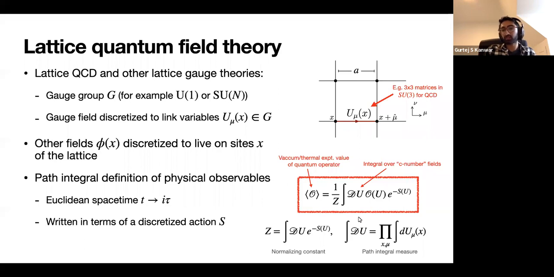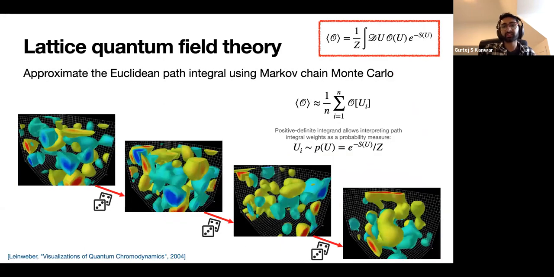So this path integral is now well-defined with a regulator. It's just an integration over a finite set of degrees of freedom. But of course, it's still a high-dimensional integral. And so one needs to use specialized techniques to evaluate it. And the standard approach is based on Markov chain Monte Carlo.